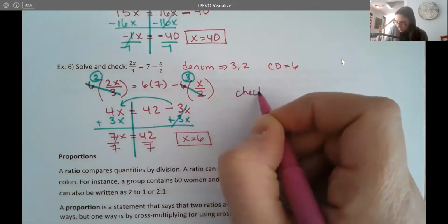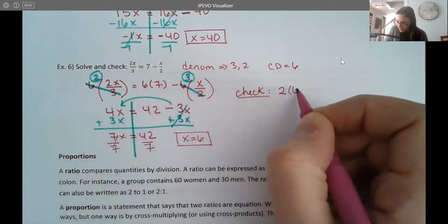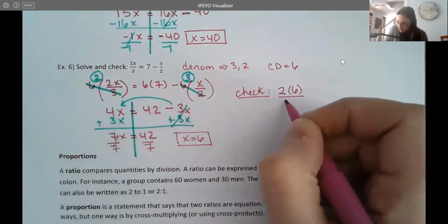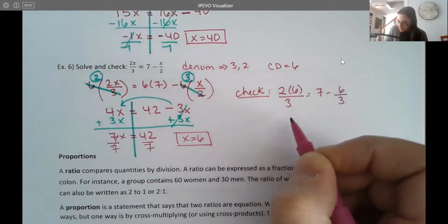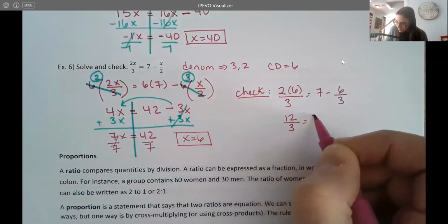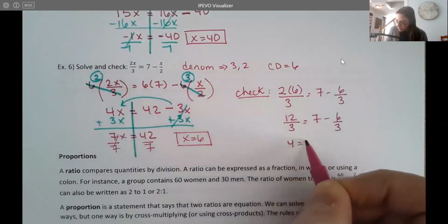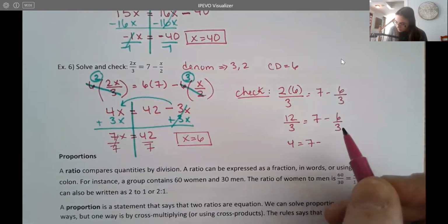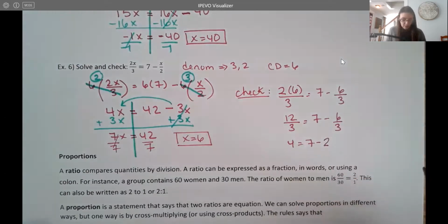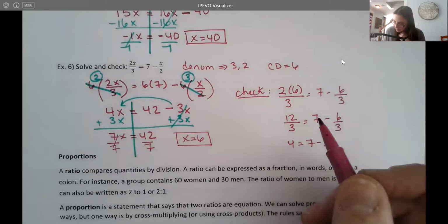Now, I'll do one more check here, just so you can see it with fractions, but it works the same way. We just go back to the original problem, and I plug in my answer for the x. 2 times 6 is 12, so I have 12 over 3 is equal to 7 minus 6 over 3. 12 over 3 is 4, and 6 over 3 is going to give me 2. Oh, wait, did I make a mistake here? So now look, now I'm checking myself, and I think I made a mistake in my check.